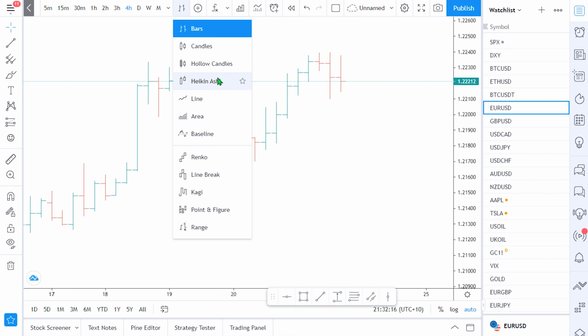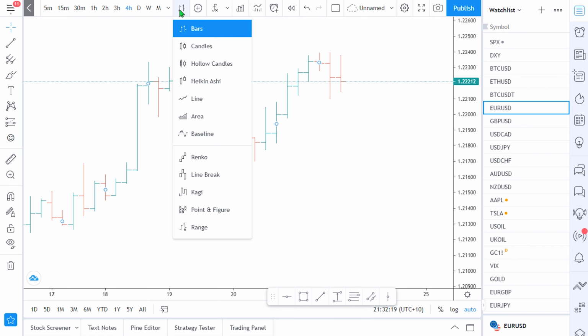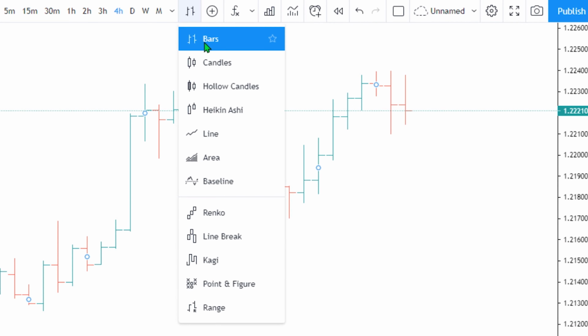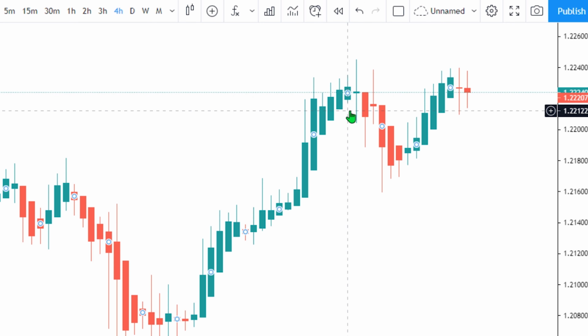To switch your chart to the Heiken Ashi chart on TradingView platform, left-click on the option Bars Style here, and left-click to select the Heiken Ashi chart. So what's the Heiken Ashi chart all about?